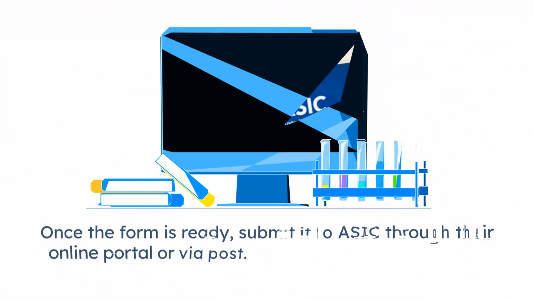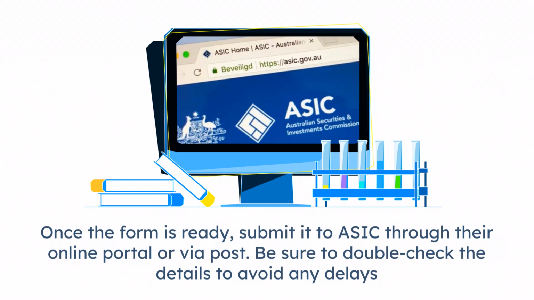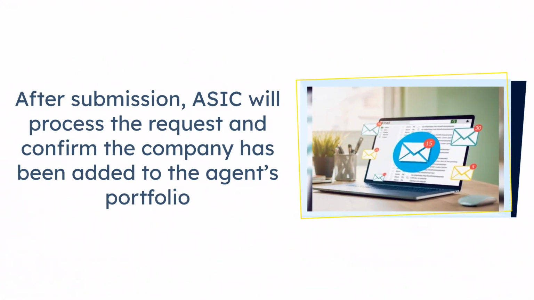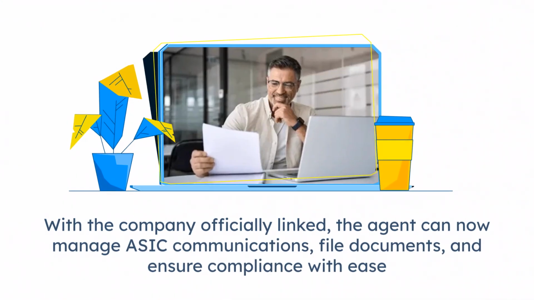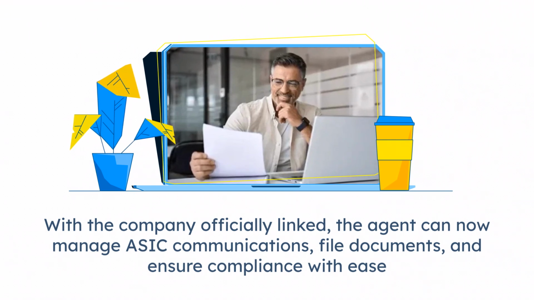Once the form is ready, submit it to ASIC through their online portal or via post. Be sure to double-check the details to avoid any delays. After submission, ASIC will process the request and confirm the company has been added to the agent's portfolio. With the company officially linked, the agent can now manage ASIC communications, file documents, and ensure compliance with ease.